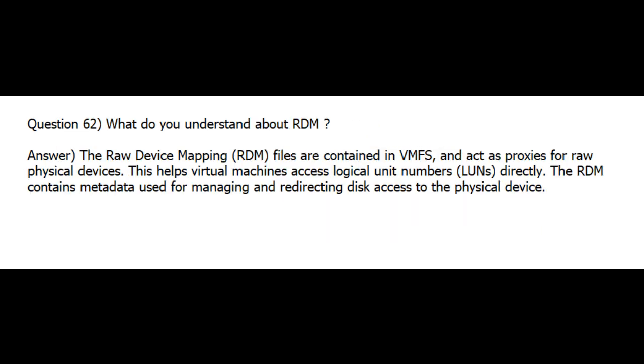Question 62. What do you understand about RDM? Answer. The raw device mapping, RDM, files are contained in VMFS and act as proxies for raw physical devices. This helps virtual machines access logical unit numbers, LUN, directly. The RDM contains metadata used for managing and redirecting disk access to the physical device.